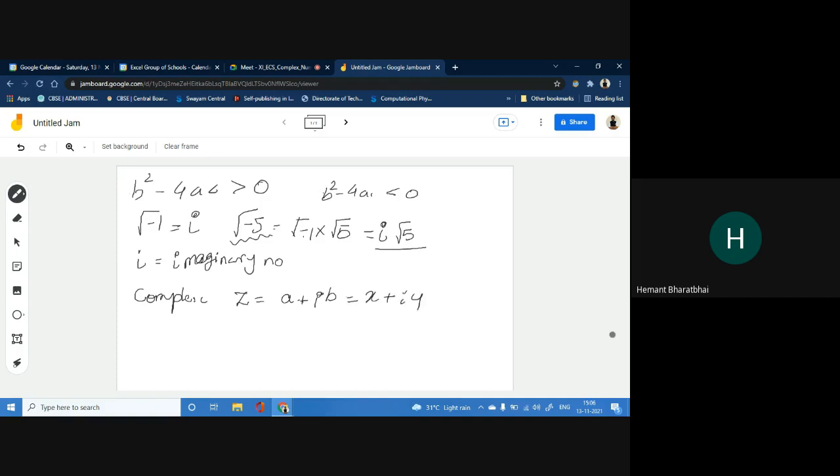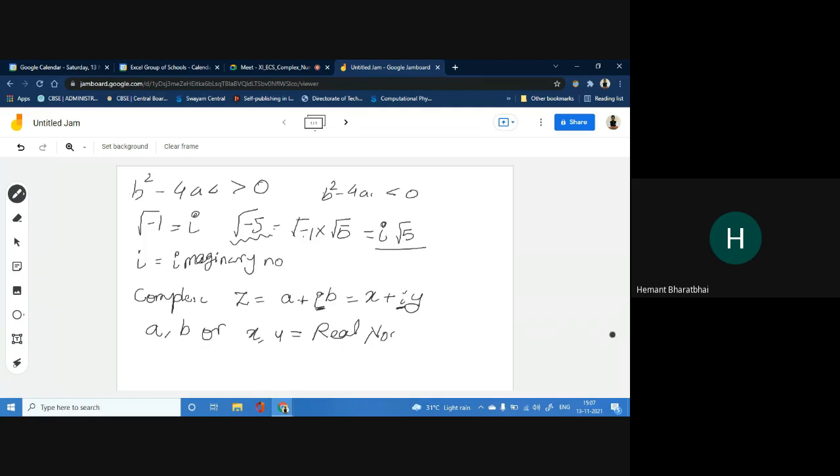This i is called an imaginary number. So now what is a complex number? We started today the chapter called complex numbers. So what is the complex number? Generally a complex number is denoted by Z.